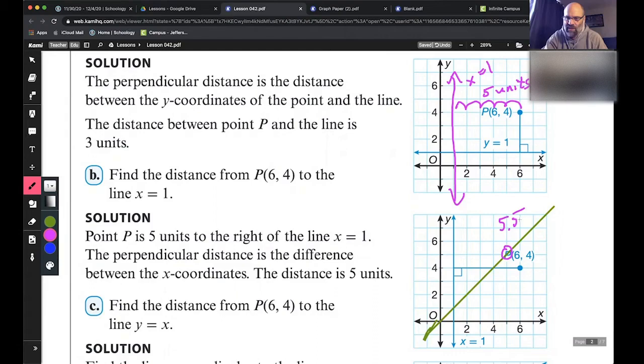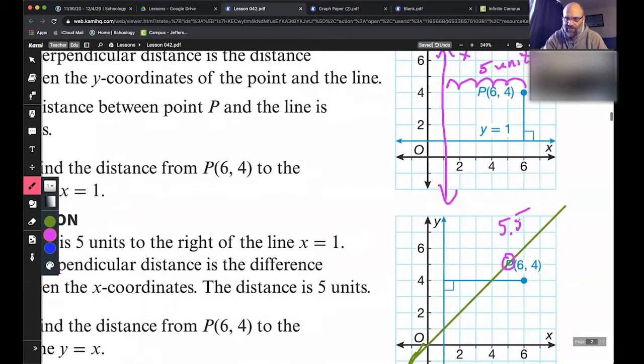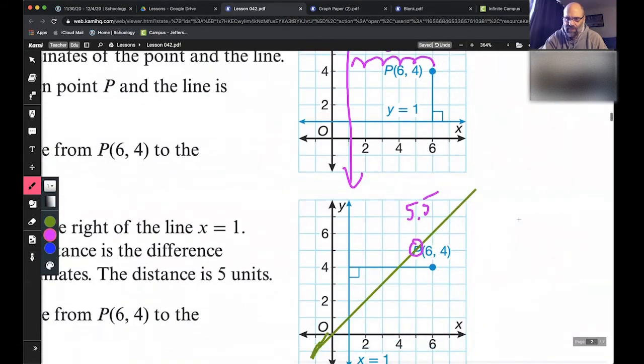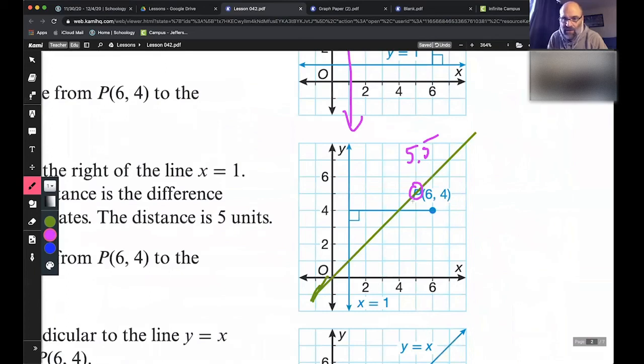But if I zoom in real big, I can draw a little triangle. So what does that triangle look like? That's just 1 unit and 1 unit. So how do you figure out this third side of a right triangle? Well, a squared plus b squared equals c squared. There's a shortcut that we'll learn later.